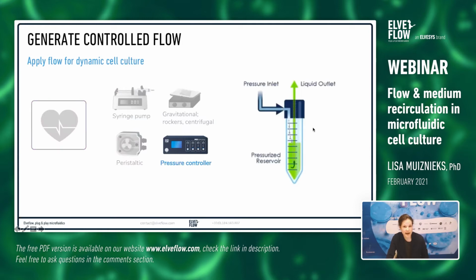Pressure-driven flow works by controlling the precise amount of air pressure on the surface of the liquid in a reservoir. With increasing pressure, the liquid is pushed through the outlet tube. The greater the pressure, the faster the flow.